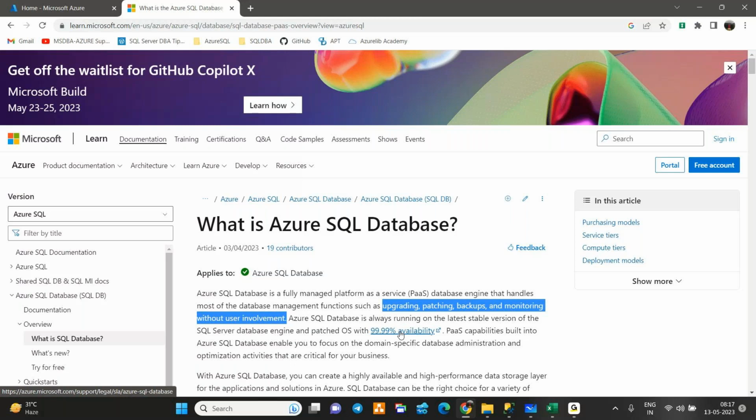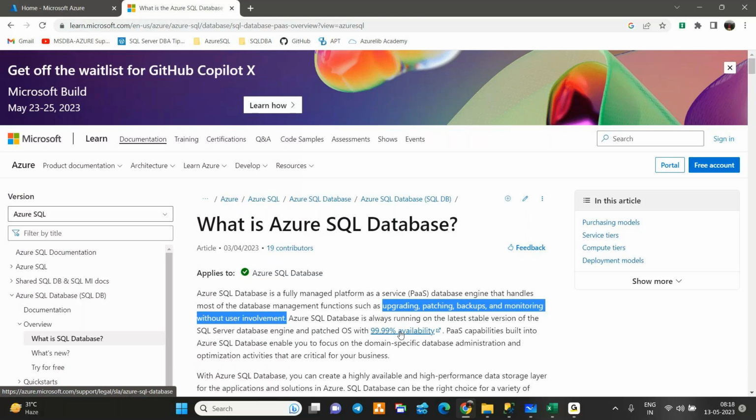When you go to the PaaS platform, it is always one step ahead of on premises, a little greater than the SQL Server 2022 version. Microsoft implements the latest stable version, especially on PaaS platforms, so that your availability can be 99.99%. Hope you are getting it.